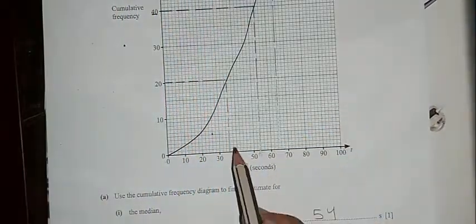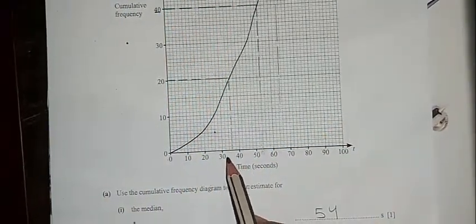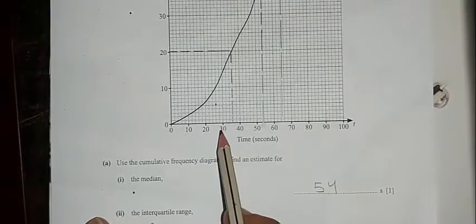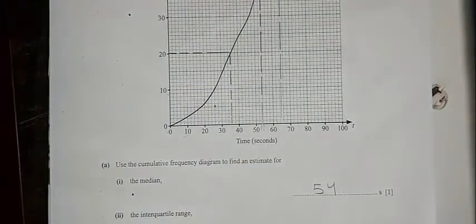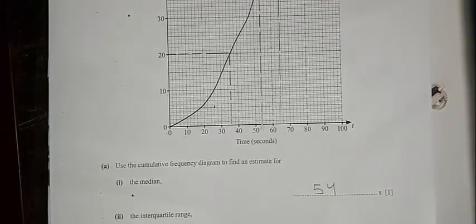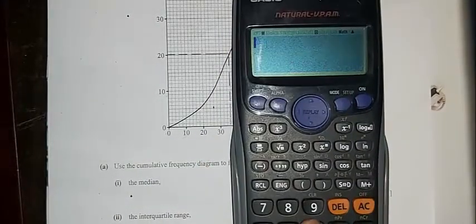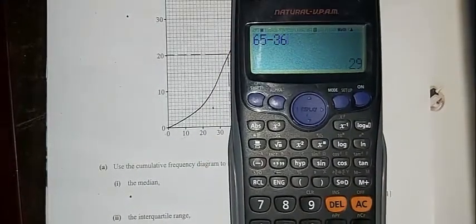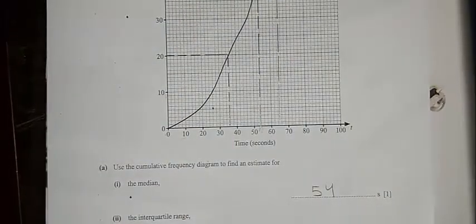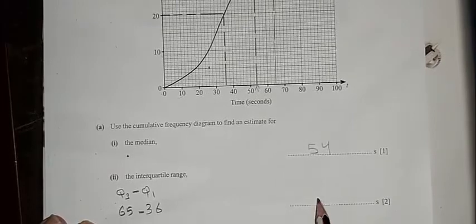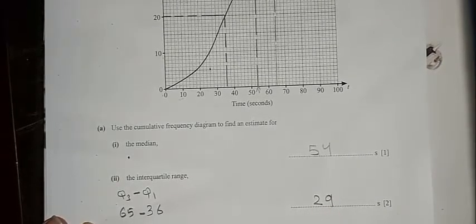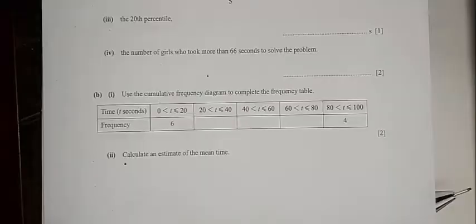Our value here will be, this is 30, 32, 34, 36. So 65 minus 36 is 29. 29 is the value of the interquartile range.